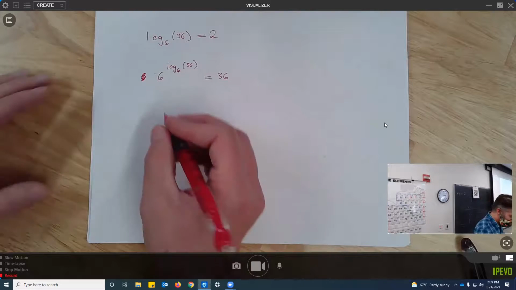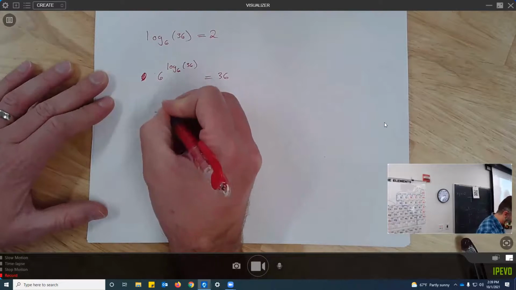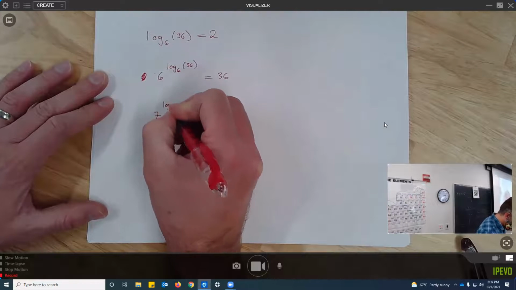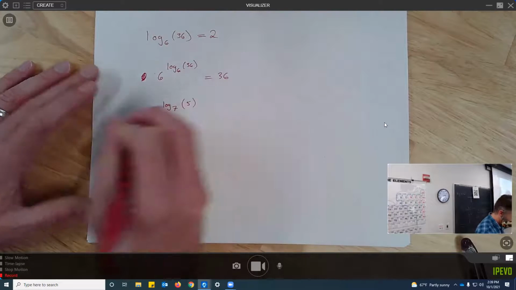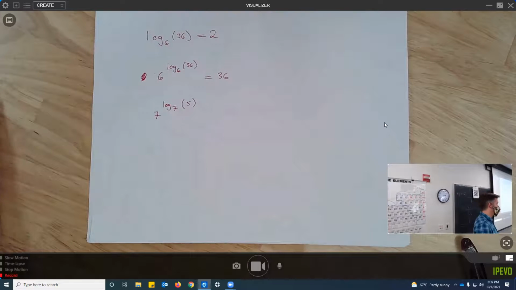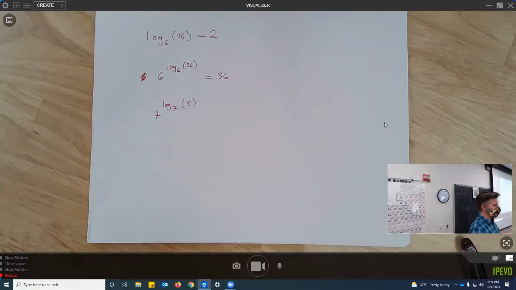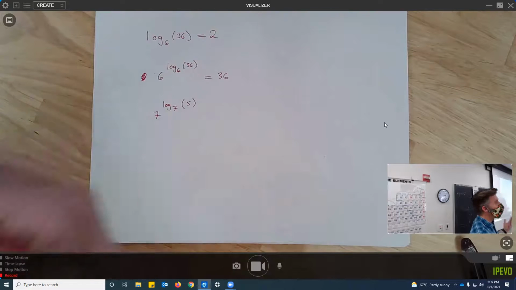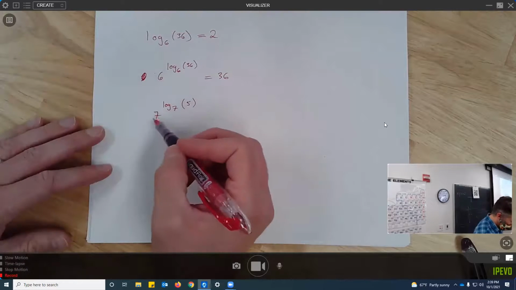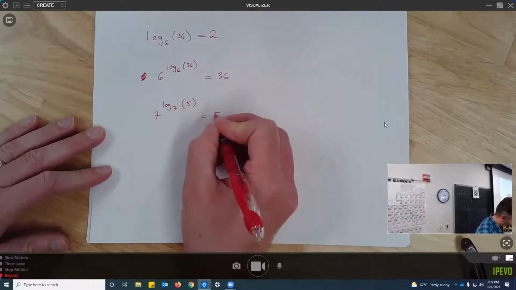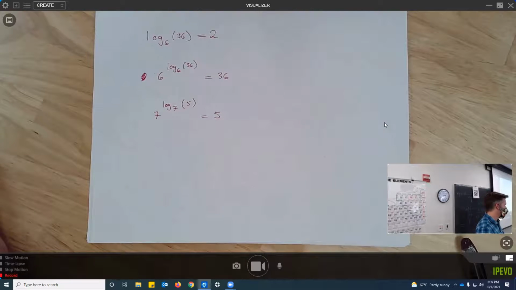But it is also equally true for something weird like 7 to the log base 7 of 5. I could not tell you what log base 7 of 5 is. No person who is not some savant mathematically. Like nobody knows what log base 7 of 5 is. That's just weird. But all of us can know that 7 raised to that power has to equal 5. No ifs, ands, or buts about it.